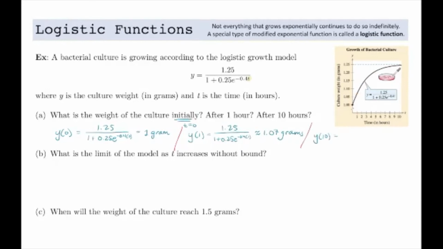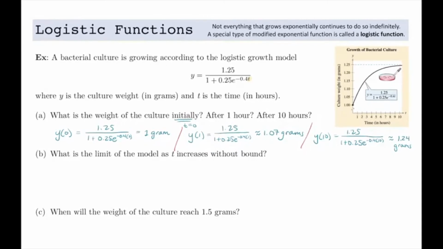Now after 10 hours, let's see what we've got in our culture then. So y of 10 will be 1.25 over 1 plus 0.25 e to the negative 0.4 times 10, and that comes out to be about 1.24 grams. We can see in our graph here, like here's 10 hours, and it looks like we're kind of approaching that horizontal asymptote.